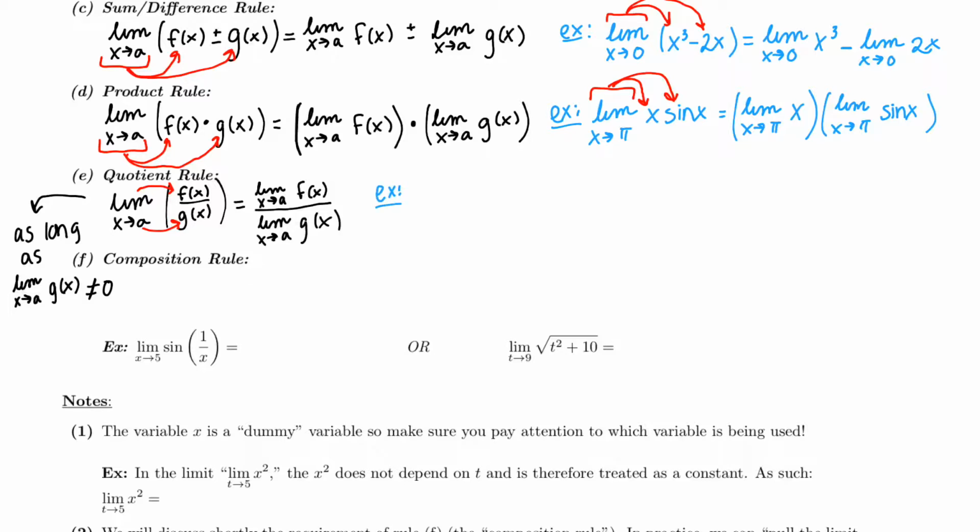As an example, if you have the limit as x approaches 2 of x plus 1 over x squared, this is the same thing as the limit as x approaches 2 of x plus 1 over the limit as x approaches 2 of x squared.